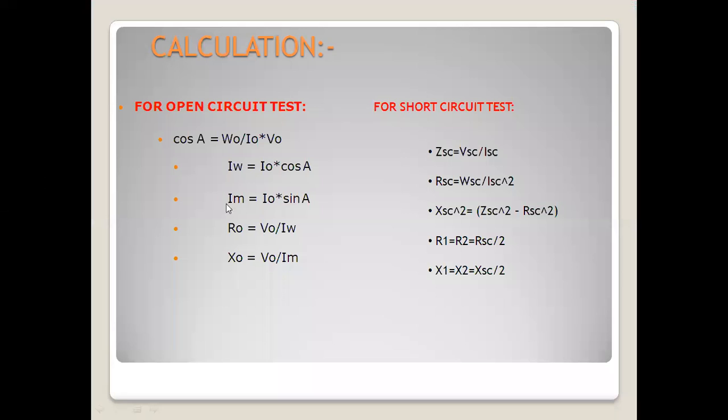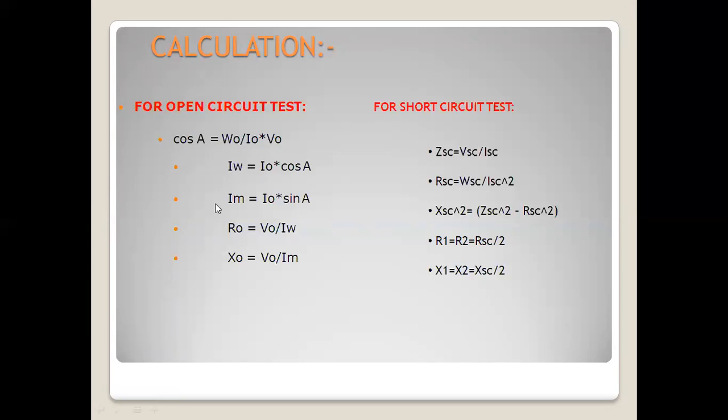So the calculation part is that W0, I0, and V0 that we have got, from there we can easily find the cos A, that is the angle. So IW is I0 cos A. That I0 value we are finding from the ammeter, V0 from the voltmeter, and W0 from the wattmeter. So from there we can easily calculate cos A. So IW equal to I0 cos A, that is one of the components of I0 that we have found.